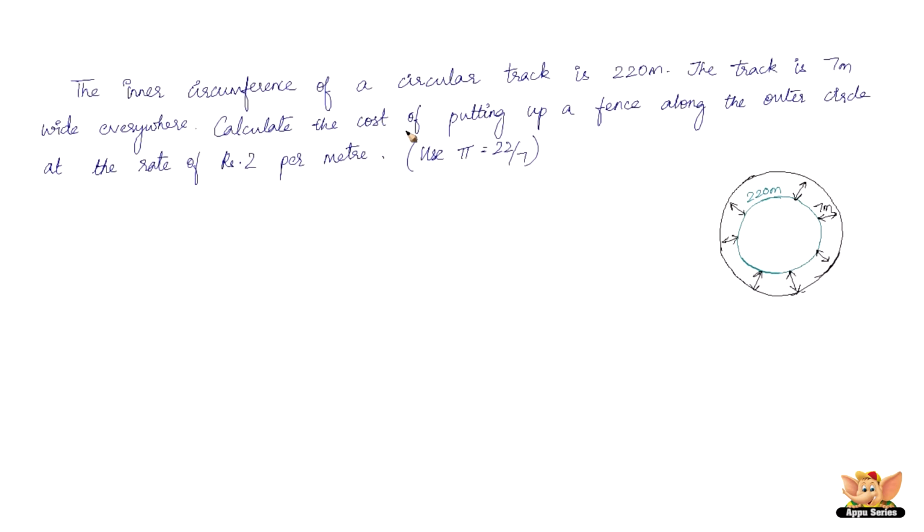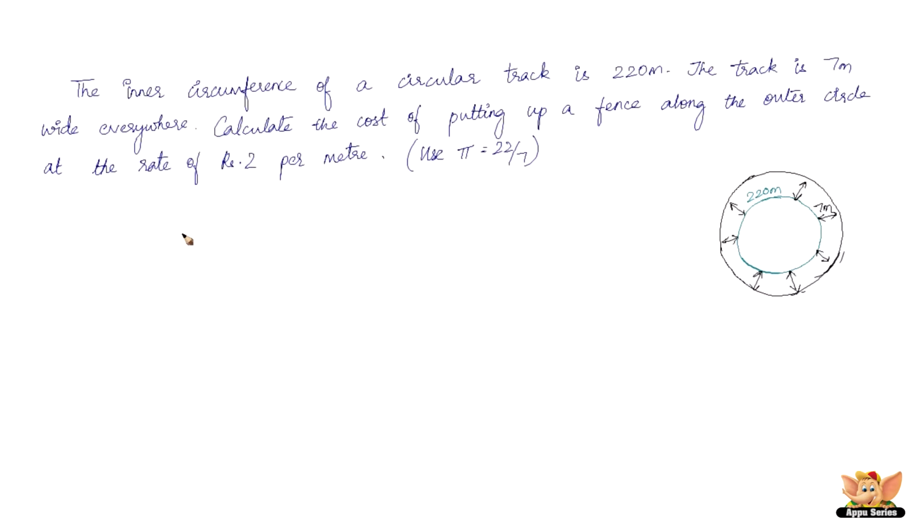So we need to calculate the cost of putting up a fence along the outer circle, right? We do not know the circumference of the outer circle. So therefore, we need to calculate the circumference of the outer circle and just multiply that by rupees 2. And then you're going to get the cost of putting up a fence along the outer circle. So let us solve this problem and find the circumference of the outer circle now.